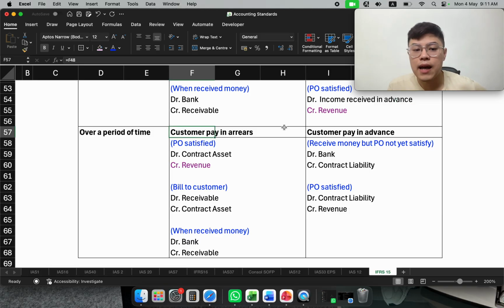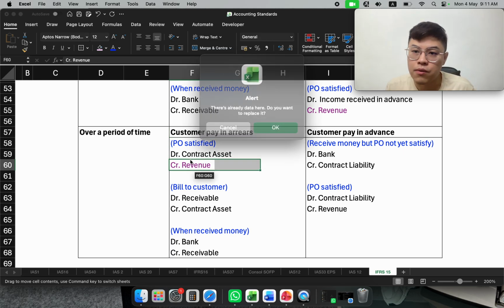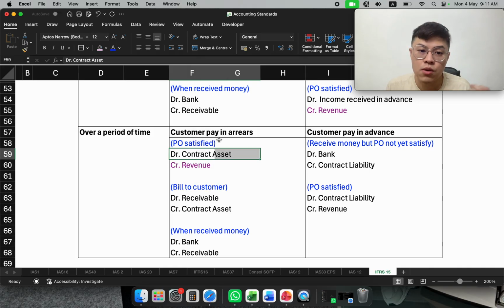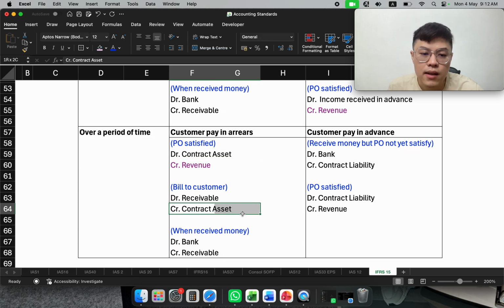Pay in arrears means I complete the PO, but I haven't received the money. So I will debit contract asset, credit revenue. If the contract over a period of time is less than 1 year, you can debit receivable. Normally contract asset, we use for more than 1 year. So debit contract asset, credit revenue. And after I bill the customer, I will debit receivable, credit contract asset. Meaning to say, I recognize the revenue when the PO is satisfied, but I get a contract asset in the SOFP. So when I bill the customer, this contract asset will be credited and it becomes receivable. And when I receive money, I debit bank, I credit receivable.